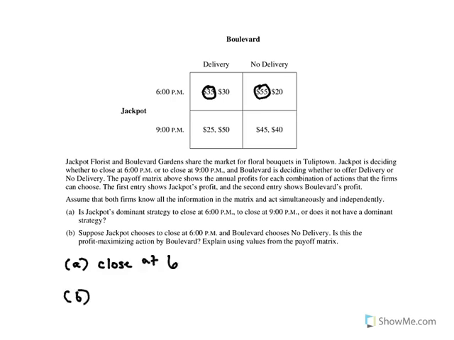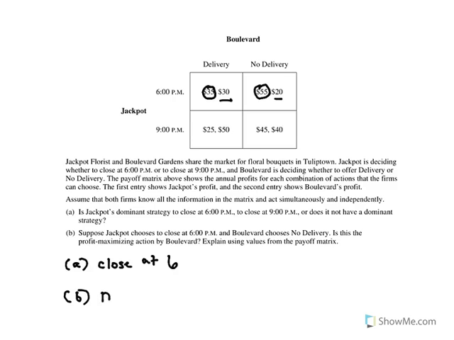For letter B, it says, suppose Jackpot does decide to close at 6 and Boulevard chooses no delivery. Is this the profit maximizing action by Boulevard? Explain using values from the payoff matrix. If Jackpot decides to close at 6, we know that Boulevard would either get $30 by offering delivery or $20 by not offering delivery. Now, we were just told it decides to go with no delivery, but that doesn't make any sense because Boulevard should offer delivery because it's going to get $10 more than if it hadn't offered delivery.